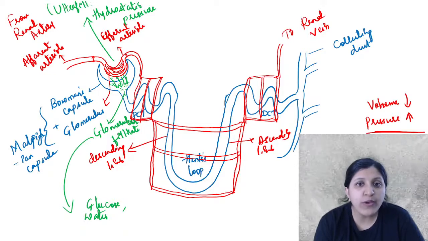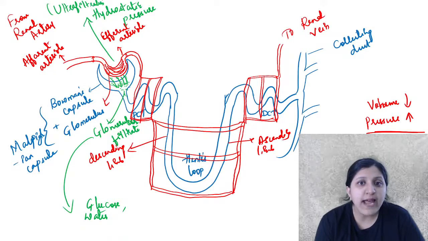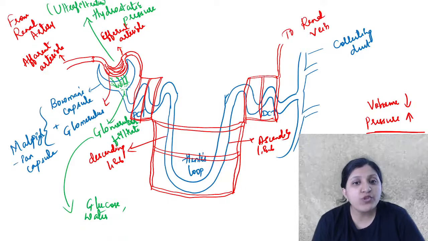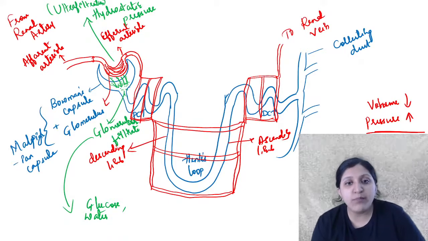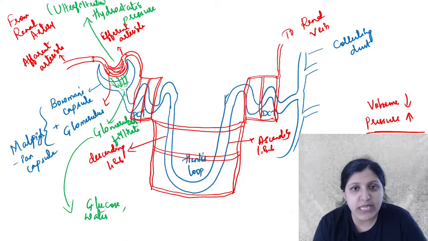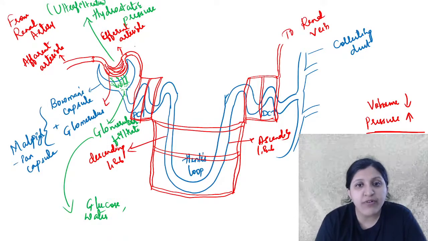Why do we call it ultrafiltration? That is mainly because most of the liquid part is getting filtered over here. And the blood which is leaving through this particular efferent arteriole will be thicker here.